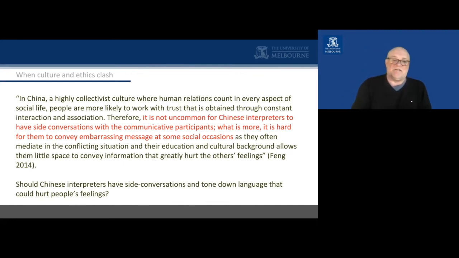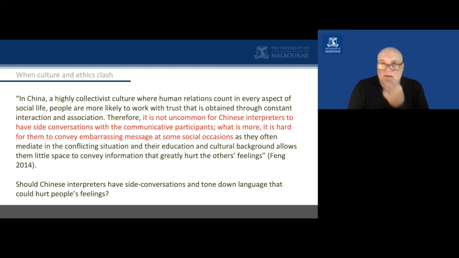Okay, so the question is, should Chinese interpreters have side conversations and tone down language in order not to hurt people's feelings? Interesting question. What does the code of ethics say about it? It says be accurate to the text, and it says no, role boundary. You are only the interpreter. Do not have a side conversation. But people do. And I don't know how you resolve that.